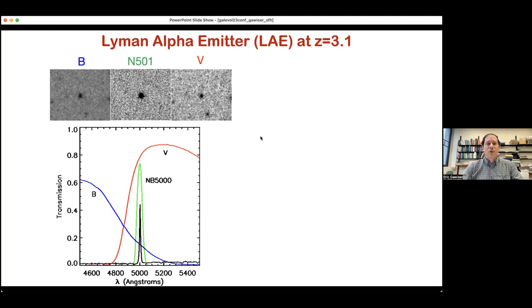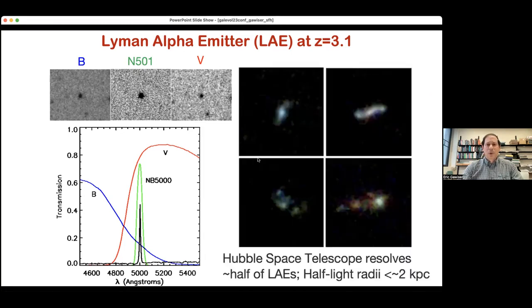We have techniques to avoid interlopers from other emission lines, including requiring a high observed equivalent width and using color filters when needed. And this is what the HST images of some of our Lyman alpha emitters that we found in the past look like. Early irregular galaxies caught in the act of formation.